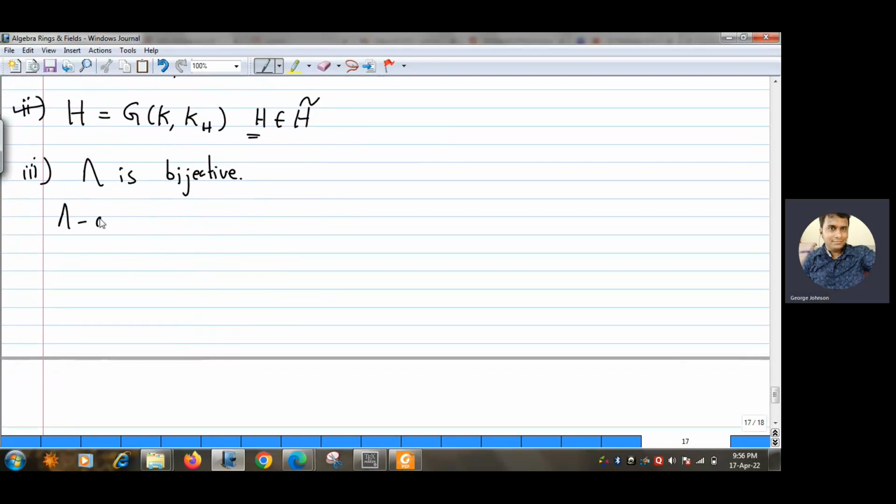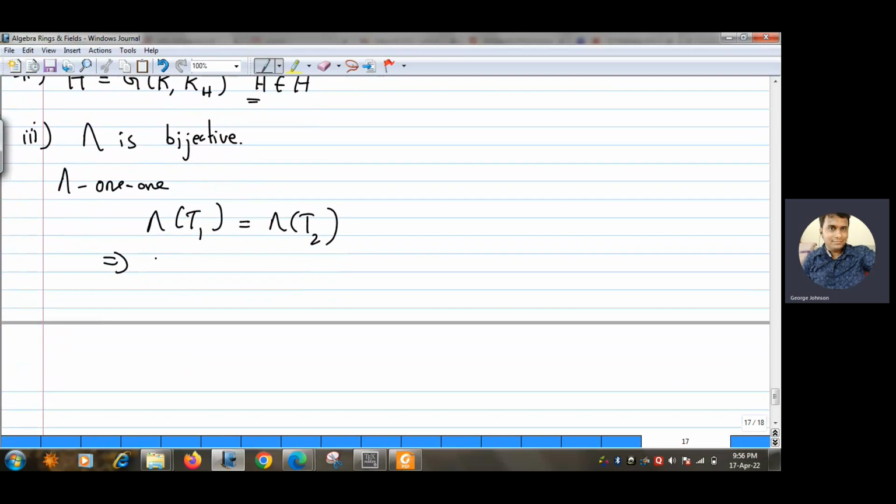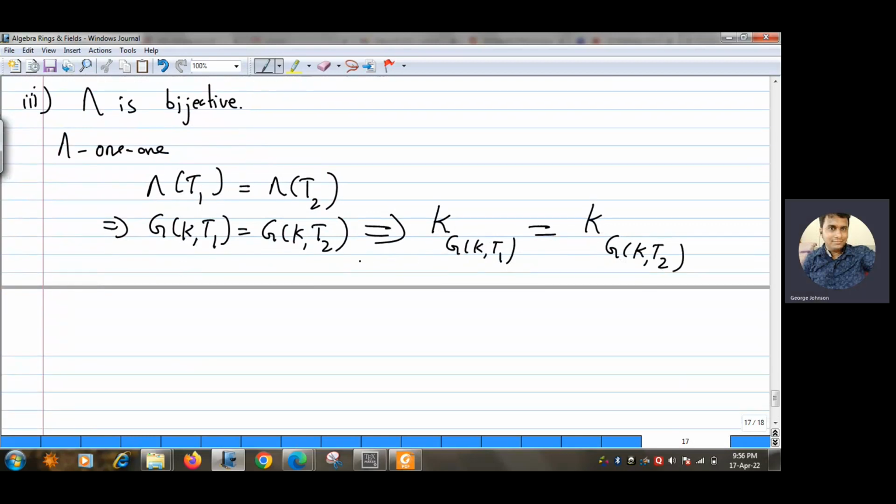So first let us prove that lambda is one-one. For that we need to start with two elements in the domain, T1 and T2, say. Suppose that lambda of T1 is the same as lambda of T2. Then I need to show that T1 is the same as T2. Lambda of T1 is nothing but G(K/T1), and lambda of T2 is nothing but G(K/T2). Now if the groups are the same, then the fixed fields of the groups are also the same, obviously. So the fixed field of G(K/T1) is the same as the fixed field of G(K/T2). The groups are the same, so the fixed fields are the same. That's why this is true.